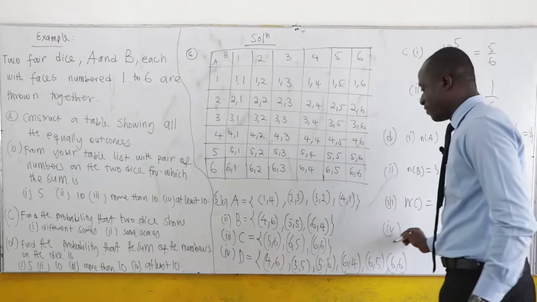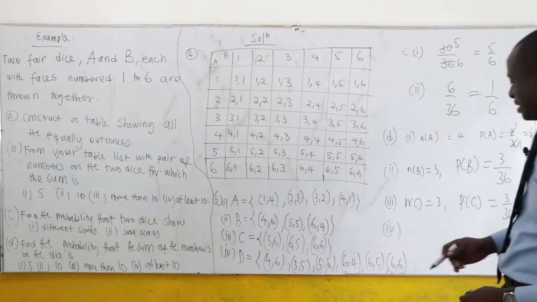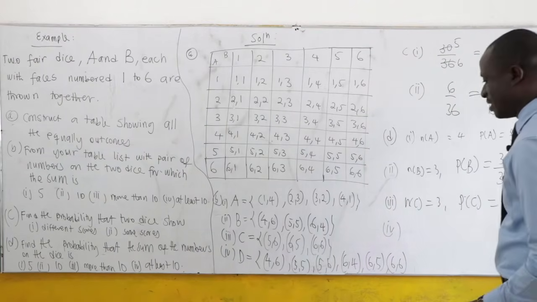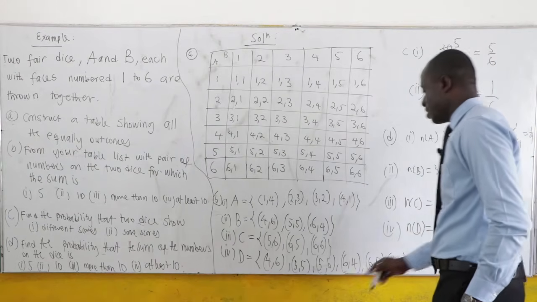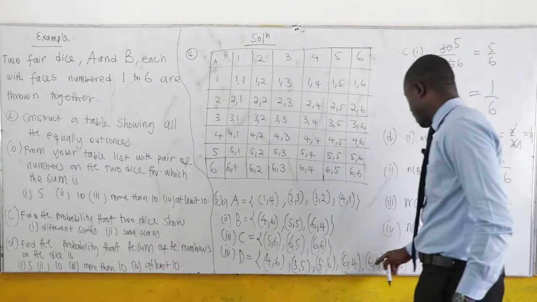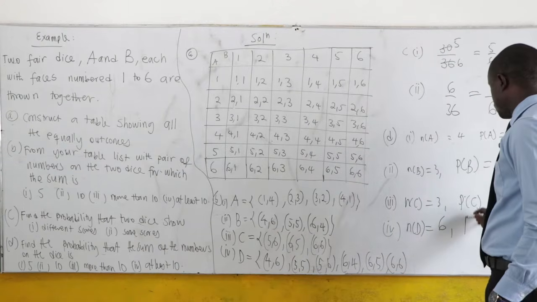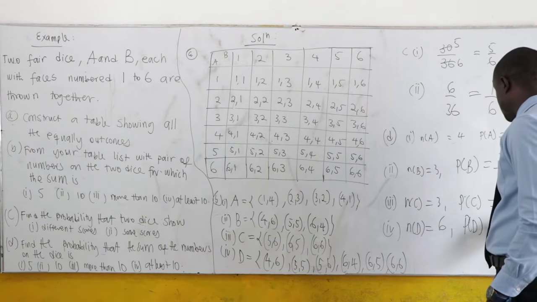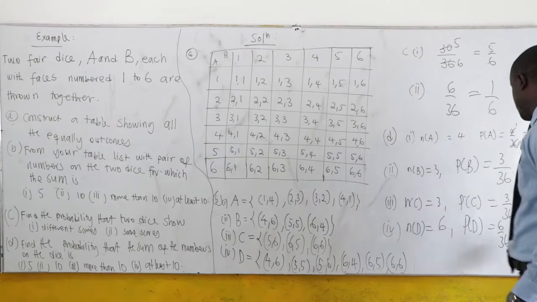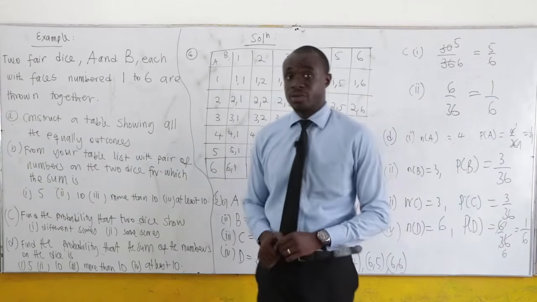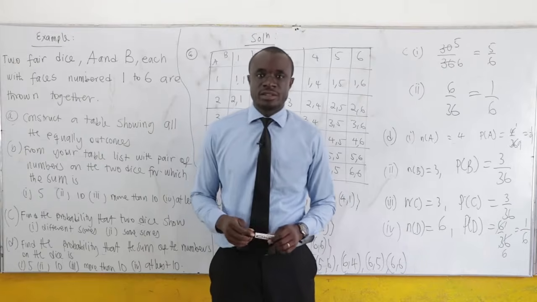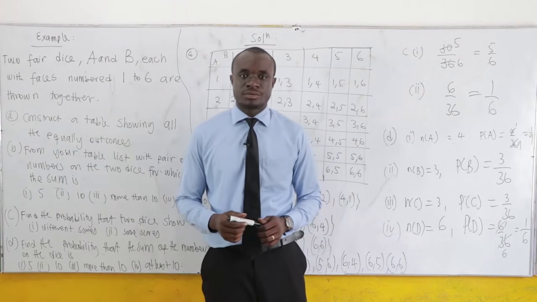Now let's see the fourth one, at least 10. And these are the elements. So our number of D, what do you have? 1, 2, 3, 4, 5, 6. So 6. So the probability of D is 6 all over 36. 6 goes into 36 six times. So what do you have? 1 over 6. That is the probability, which is very easy. Number of events over number of sample space.